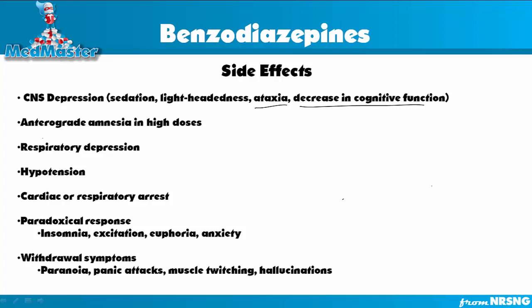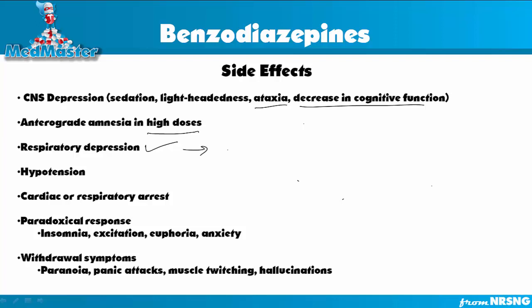Now, if you give this medication in high doses, it can cause amnesia, meaning it can impair their memory for a short period of time. So it can cause anterograde amnesia. This medication can also cause respiratory depression, so you have to be really careful when you give this medication to a patient. However, these medications are relatively safe as far as respiratory depression is concerned.